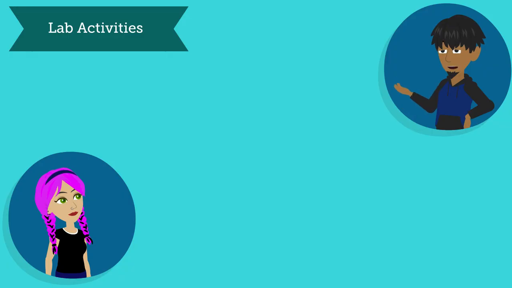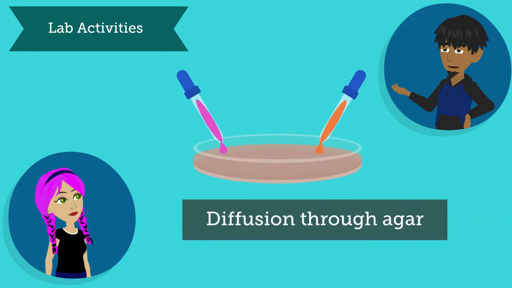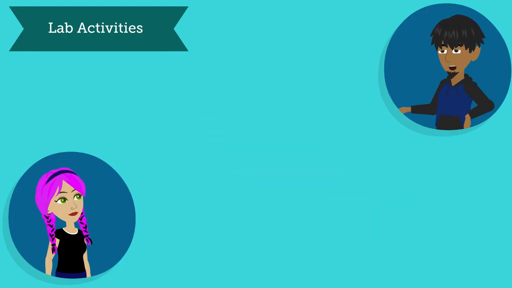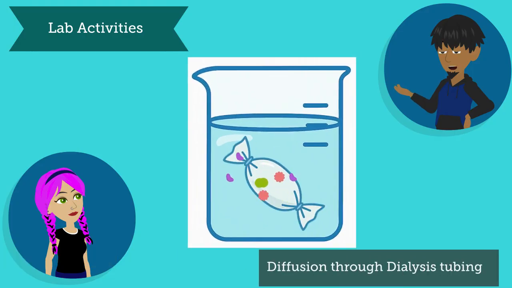One will look at how particle size affects the rate of diffusion using agar plates. The second will use dialysis tubing to investigate how particle size affects its ability to move through the pores of the tubing.